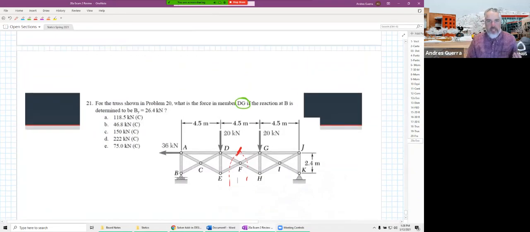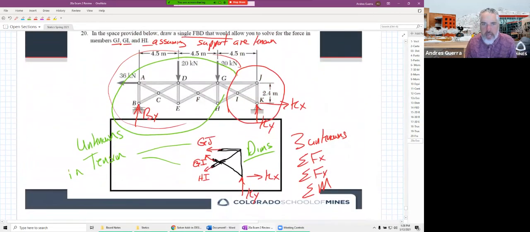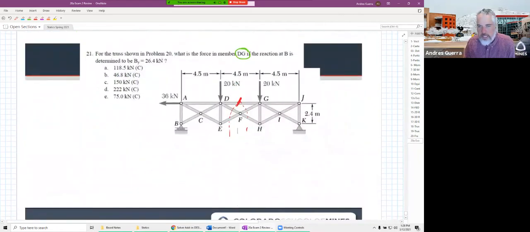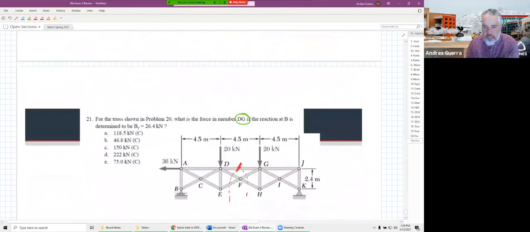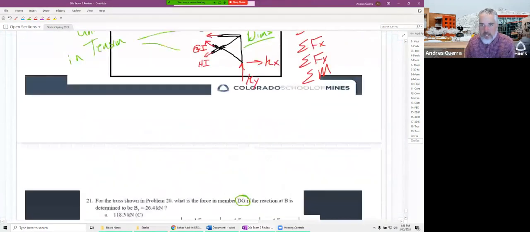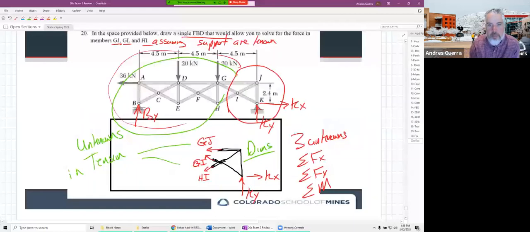Yeah, it would be better if we said, okay, now find GJ instead of DG or something like that. Actually, let's assume that we did that. You could take a look at the solution on the practice exam. This is good because you're getting more practice drawing FBDs, and that's really good. But for the sake of time here, let's say we were asked to find GJ for this one right here. How could we find GJ?